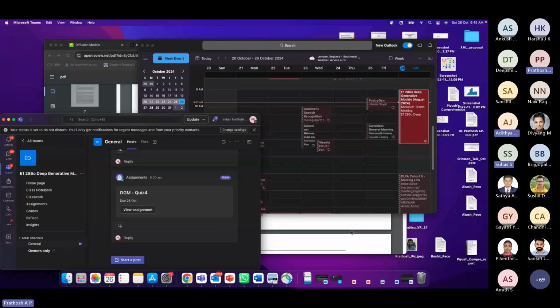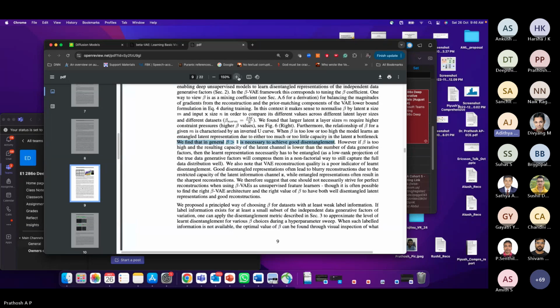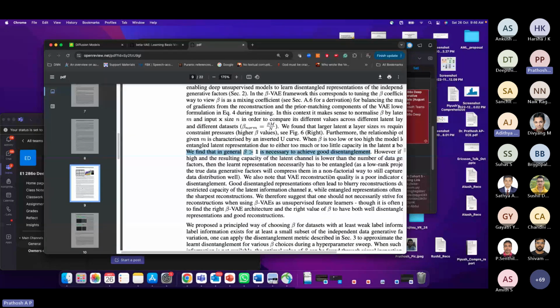Guys, do you see my screen? Hold on. Yes, sir. Can you read whatever I have highlighted? What is good in this case, bigger or smaller? Disentanglement is good.